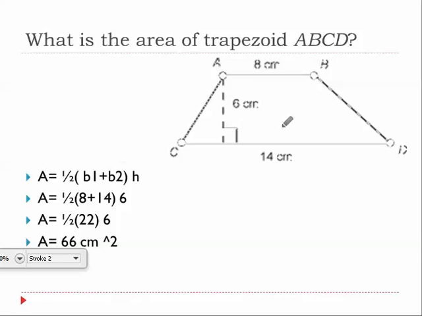Okay, trapezoid. You have to remember the formula for a trapezoid. It says 1/2 times B1 plus B2. There's B1, there's B2. I'm going to add 8 and 14 and get 22. I'm going to take half of that and get 11. And my height is right here, 6. So 11 times 6 gives me 66. And that would be my area of my trapezoid.